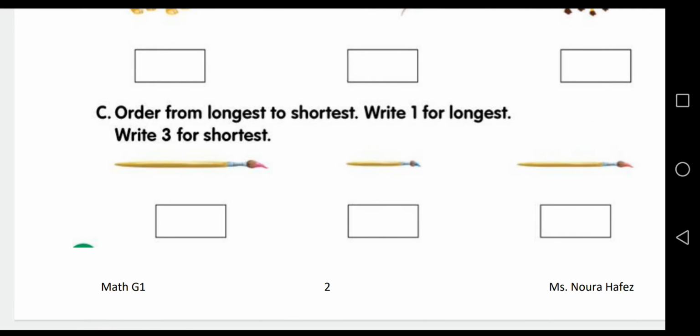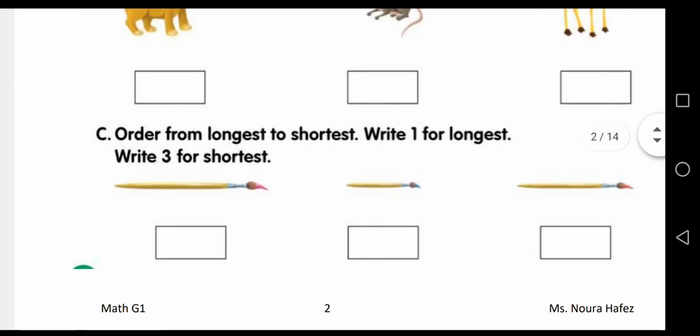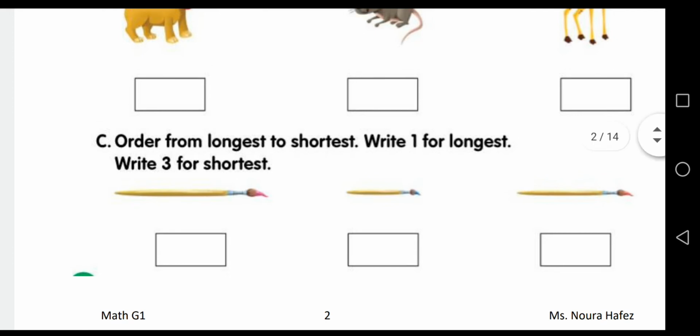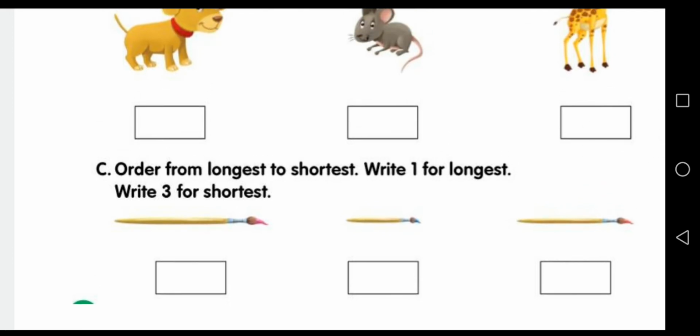Now, next I have 3 paint brushes. Now, order from longest to shortest. So I should start with the longest and end with the shortest. Write 1 for the longest. Write 3 for the shortest. So now we are ordering them from the longest to the shortest.